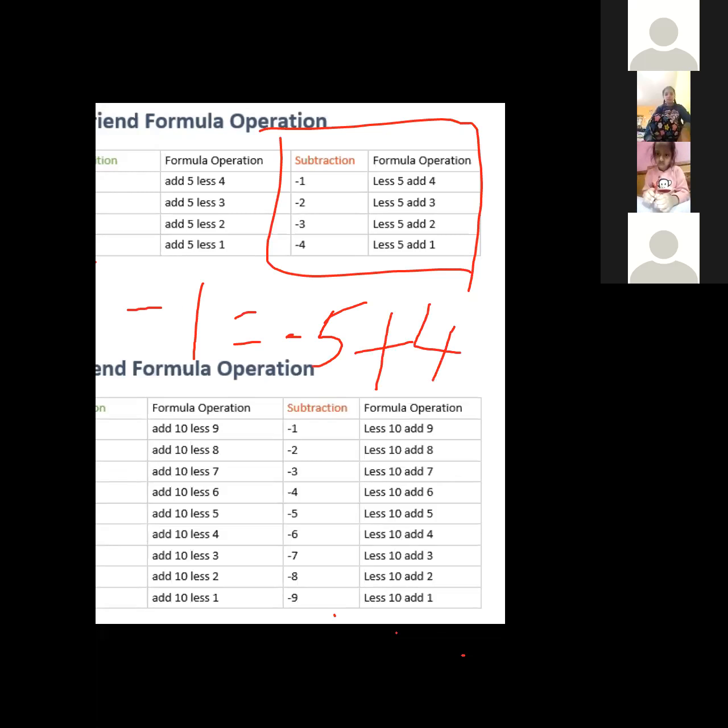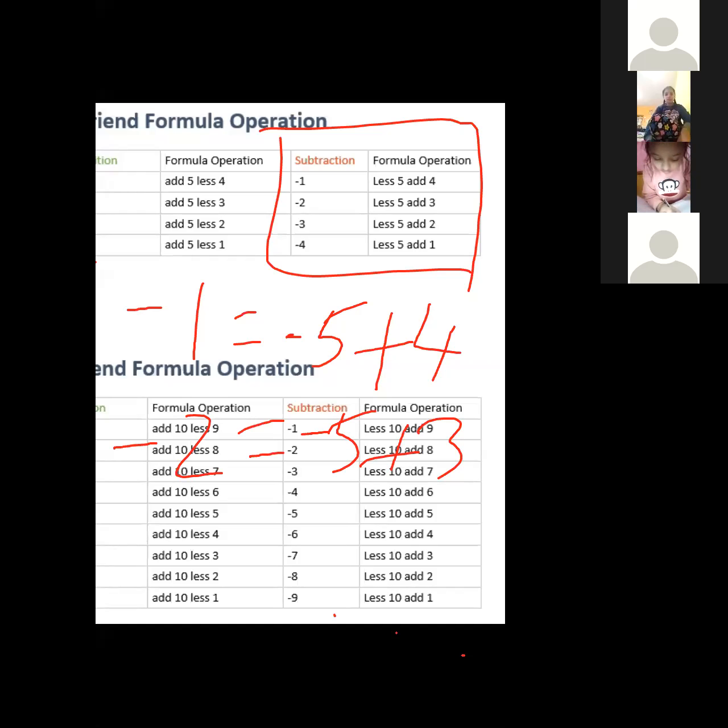In subtraction, every time it will begin with the minus sign. In addition, everything will begin with plus. So this is the differentiation. When you are doing addition, it will begin with plus, and when you're doing subtraction, it will begin with minus. So the formula of -1 is equal to -5 plus 4. Same way, -2 is equal to -5 plus 3. So this little bit, I'll send again to you.